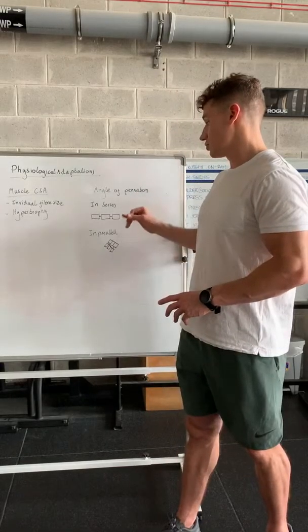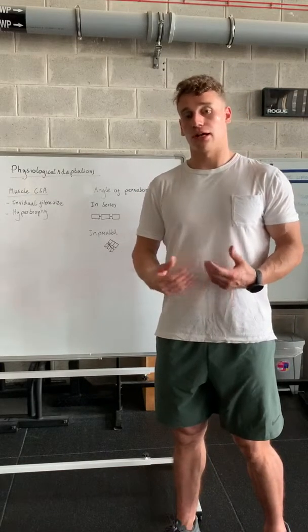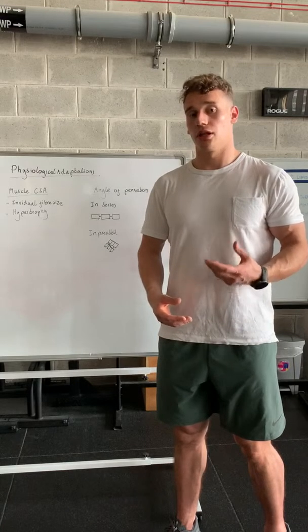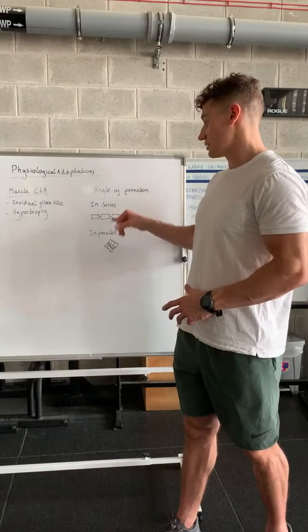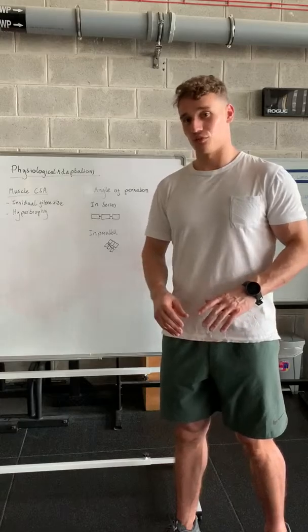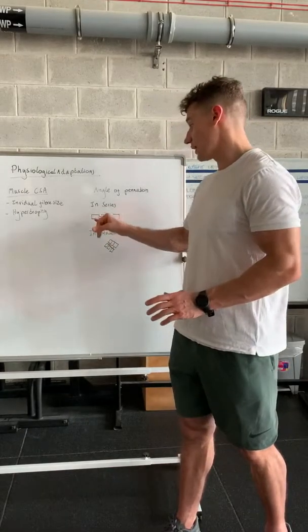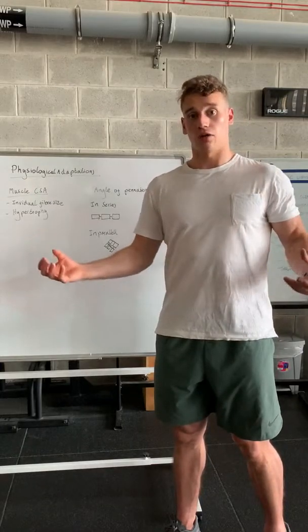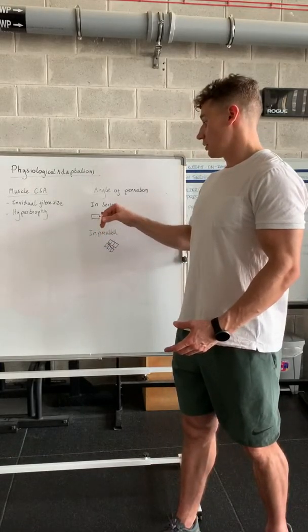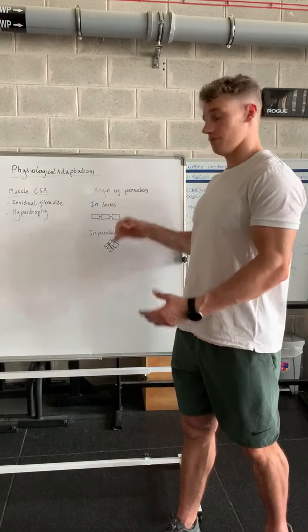Okay, so generally we have 2 kinds of arrangement or two angles of pennation which can occur within the muscle. Okay, so the first one is in series. All right, and I apologize for the terrible drawing, but in series basically means that each fiber is arranged in a line. Okay, think of it like train carriages. You've got one, then you've got the bridges, and then you've got another one, and so on.